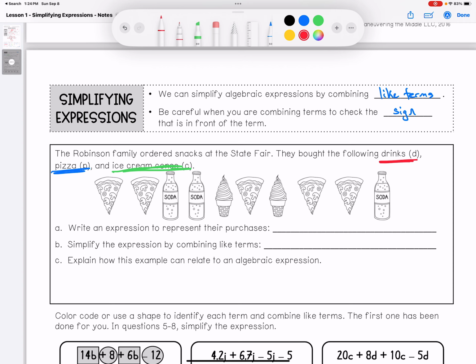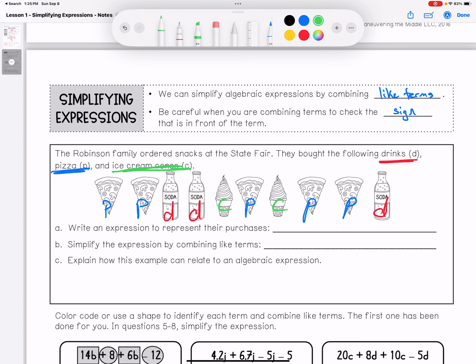All right, D. So let's go down with all the drinks and let's put a D. Let's go find all the pizzas. Pizza. Somebody's hungry, man. I'm telling you, I'm getting hungry right now. Pizza. And the last one is ice cream. So we're going to use C's.